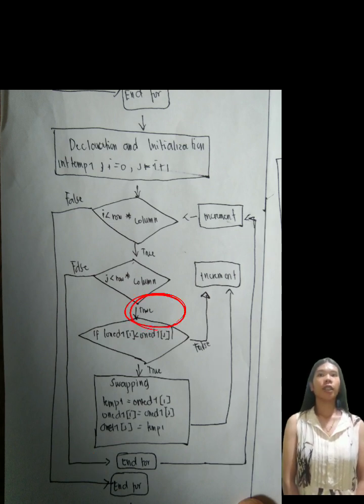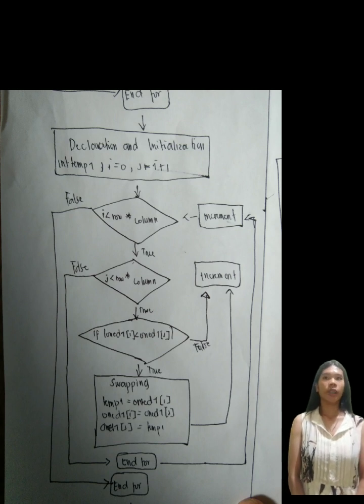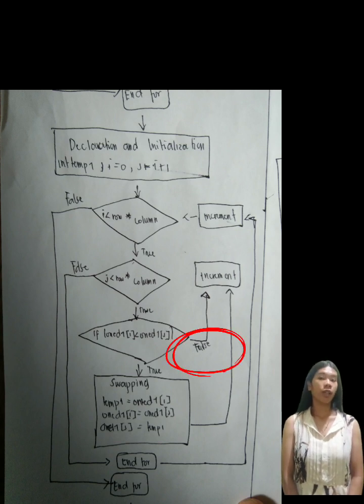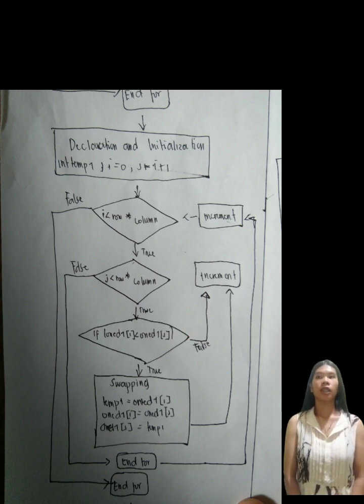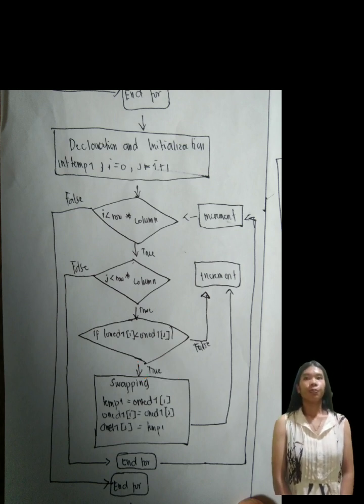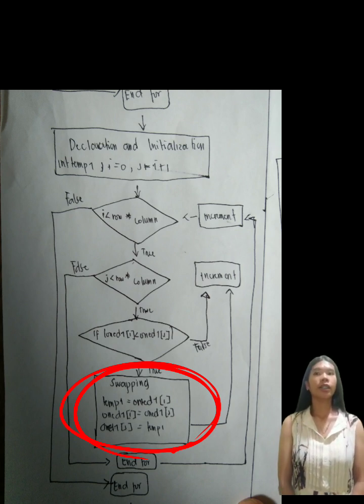But if the statement is true, the program proceeds to the next condition, which is 1d1 i less than 1d1 j. If the condition is false, increment the j++. But if the condition is true, the program proceeds to the swapping part to compare elements to know who is the lowest and the biggest number.